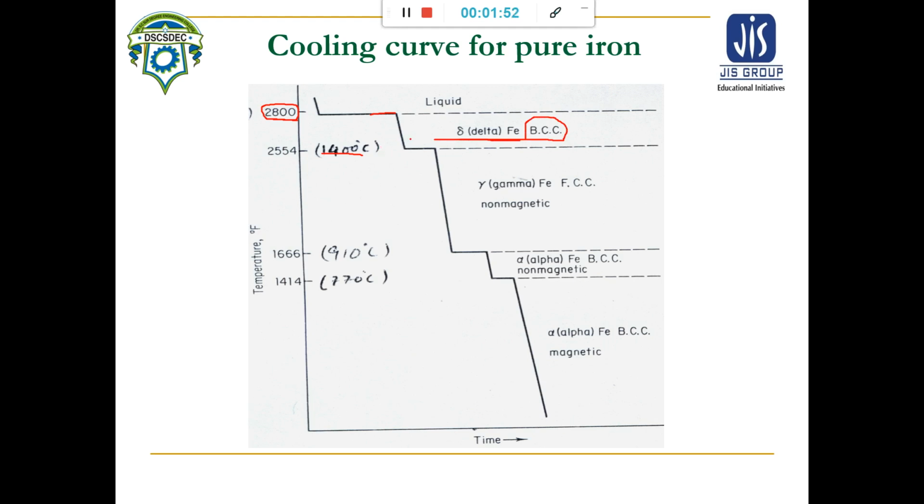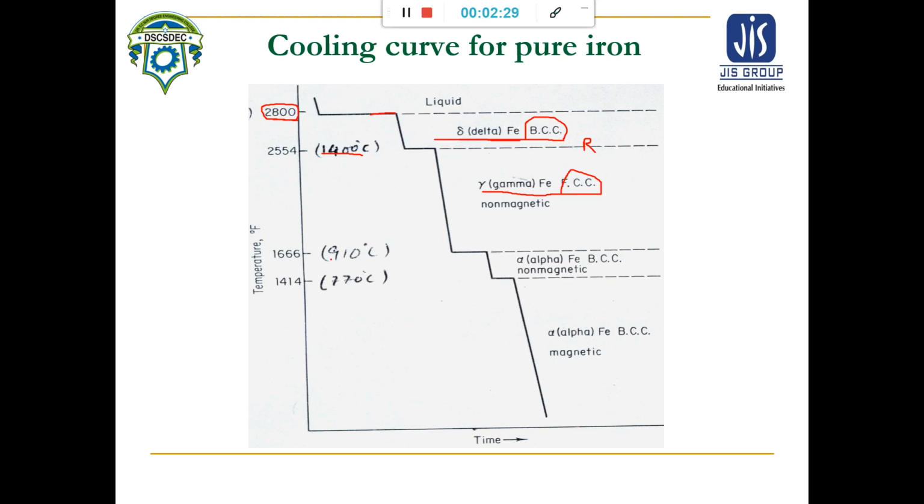Now again, less than 1400 degrees Celsius, the iron is gamma iron or gamma Fe, that is face centered cubic structure. See here, at 1400 degrees Celsius, what happened? Delta to gamma iron means the crystal structure of iron has been changed. So 1400 degrees Celsius is a recrystallization temperature.